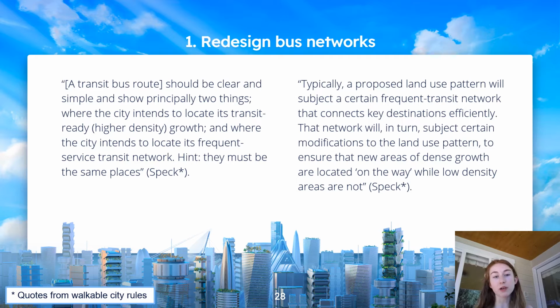In redesigning bus networks, it is important to consider the maps and the accessibility these buses have in relation to the neighborhoods that they are helping. You can also see the proposed land patterns and how they're going to affect the transit system and how the land is used and how the population is going to grow. These quotes are from Walkable City Rules by John Speck.